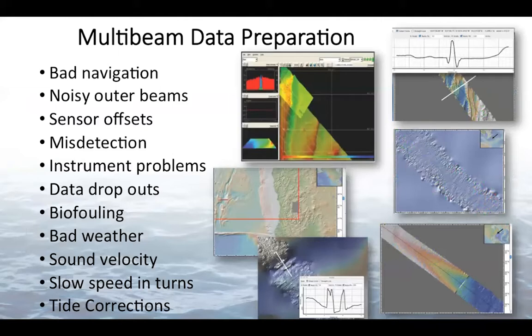We might have dropouts from bad weather. We don't have the options to go back and resurvey sometimes. We're on our way someplace trying to make use of all this data. And so these shots on the right are just some examples of some of the problems that we try to address as we process the data.